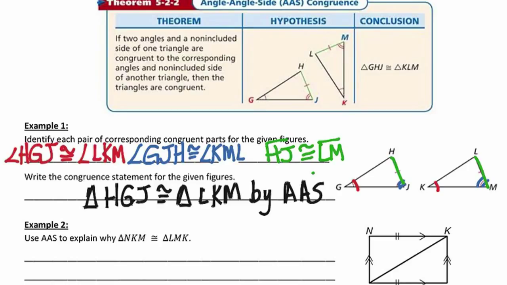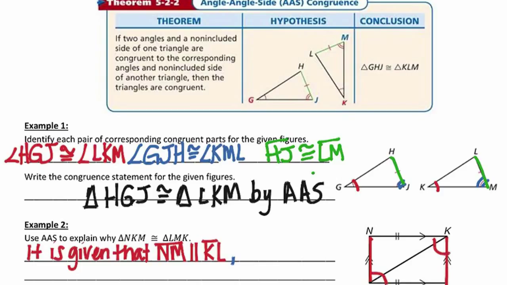For the next example, we're going to use the angle, angle, side to explain why triangle NKM is congruent to triangle LMK. So by looking at this figure, it is given that NM is parallel to KL. So because these are parallel, we know that angle M and angle K are congruent because of the alternate interior angles theorem.